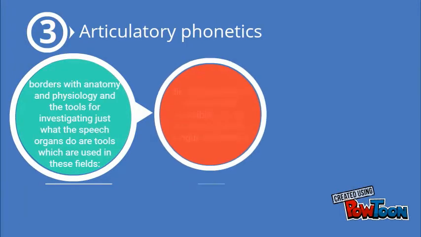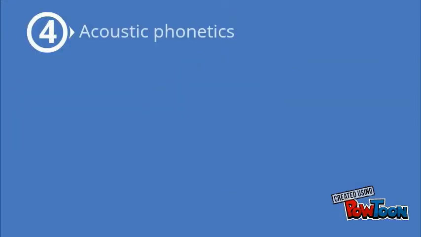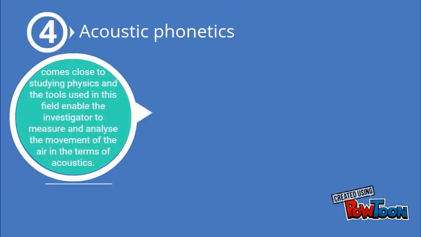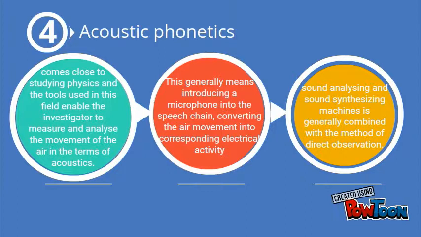Articulatory phonetics borders with anatomy and physiology, and the tools for investigating just what the speech organs do are tools which are used in these fields: direct observation, palatography, and glottography. Acoustic phonetics comes close to physics, and the tools used in this field enable the investigator to measure and analyze the movement of the air in terms of acoustics.